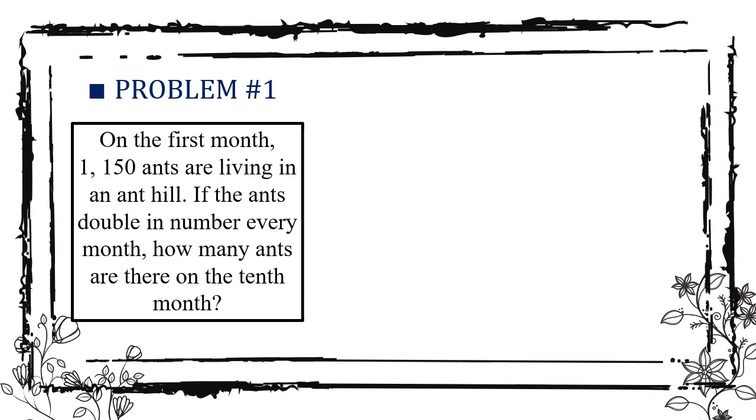On the first month, 1,150 ants are living in an ant hill. If the ants double in number every month, how many ants are there on the 10th month? So first of all, if you are dealing with word problems, guys, you need to identify first what particular concept is being involved or being applied in the problem. But of course, obviously, since the video topic this time is about geometric pattern application on word problems, this is one of the examples of that.